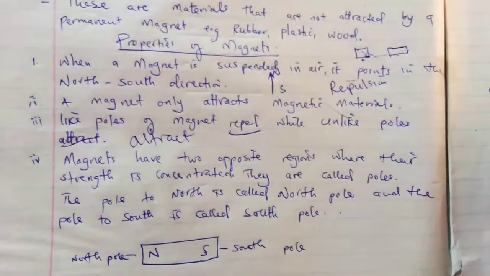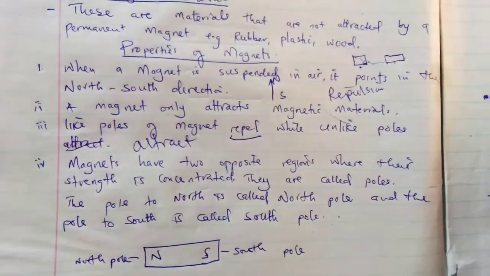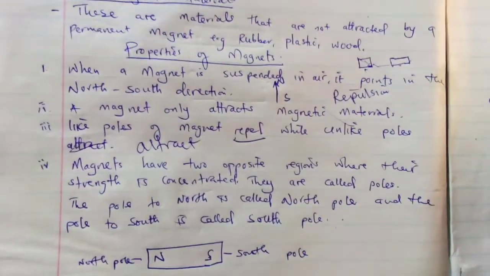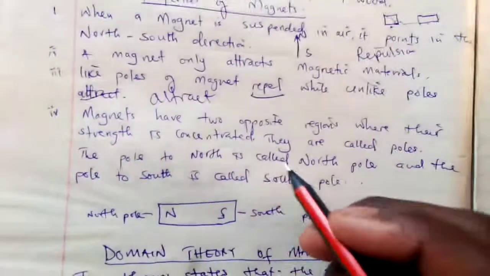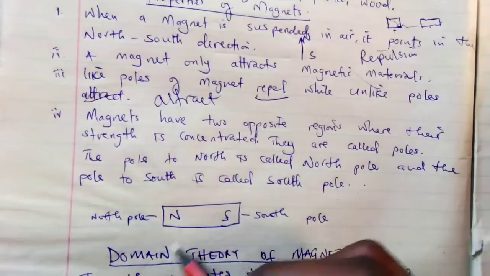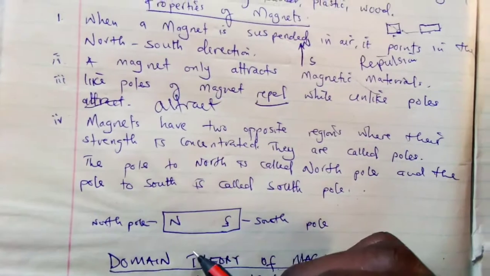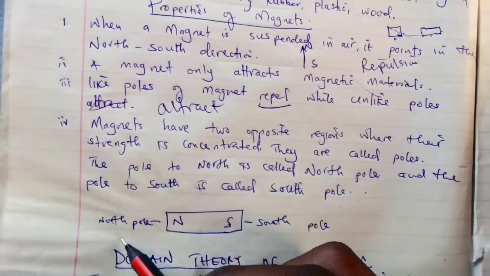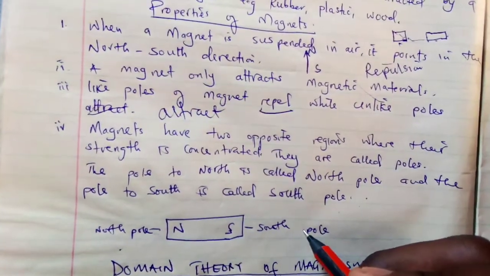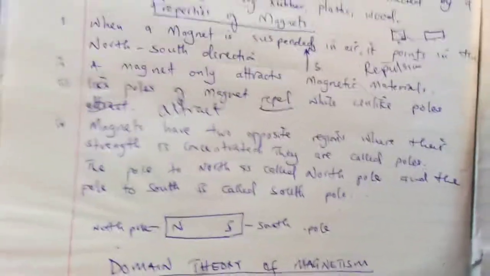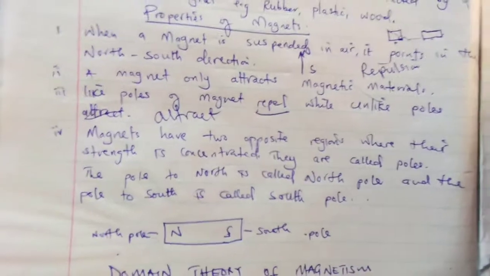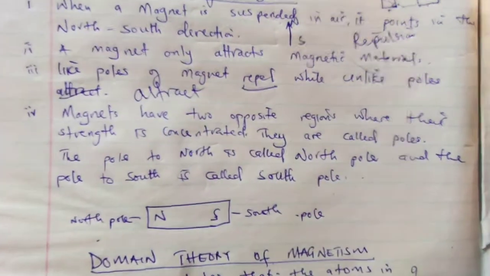Another property is magnets have two opposite regions where the strength is concentrated. And usually these are on the end of a magnet, and we call these regions poles. So there's a north pole and there is a south pole. These are the regions where the strength of a magnet is concentrated, most of it.